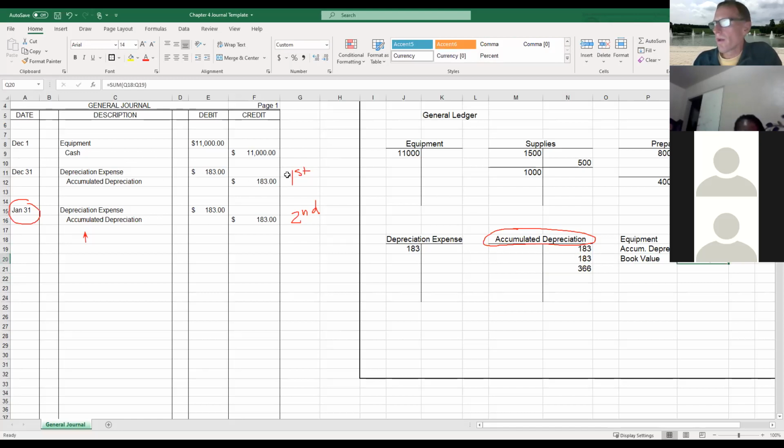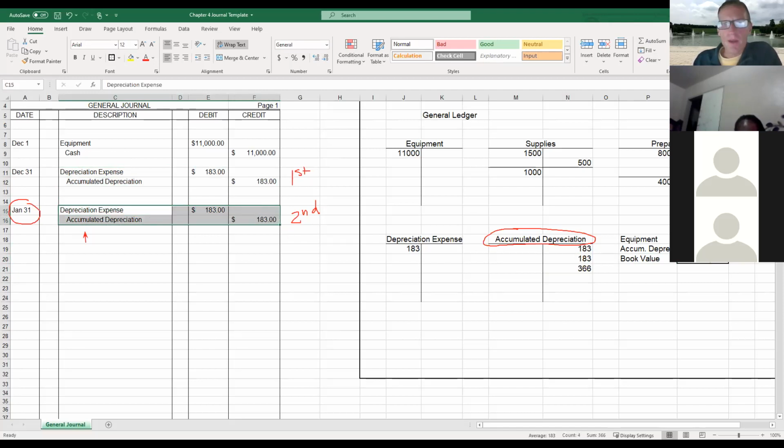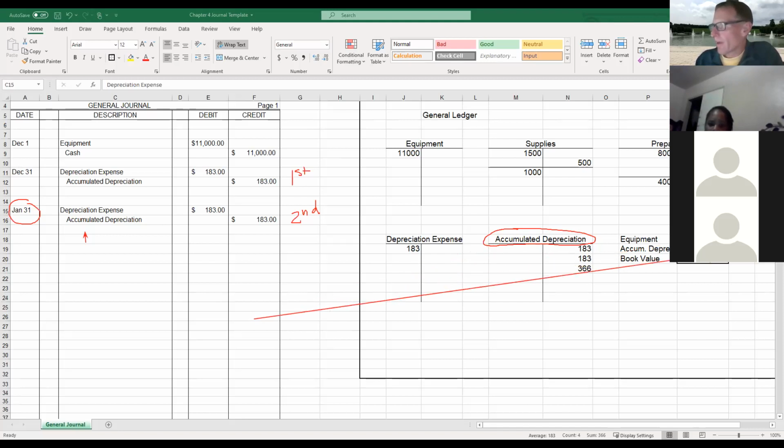So 1 month, again, that's what the entry would be. The next month, it's the same entry, but I want you to see how it would impact your ledger, because this accumulated depreciation account, think of the word accumulate, it's going to keep adding up every time you depreciate. Every time you depreciate, you're going to add another $183 to that number. And then look, your book value is going to go down. So I hope that explains it, because depreciation expense, when we do these adjustments, will always be debited.